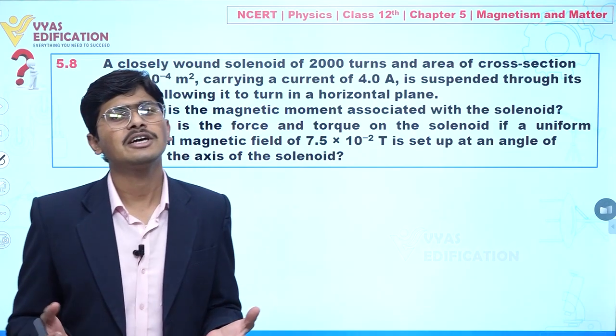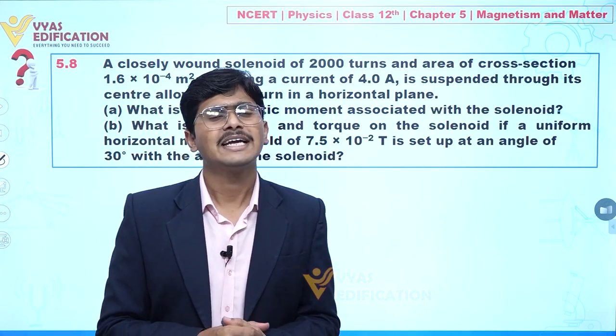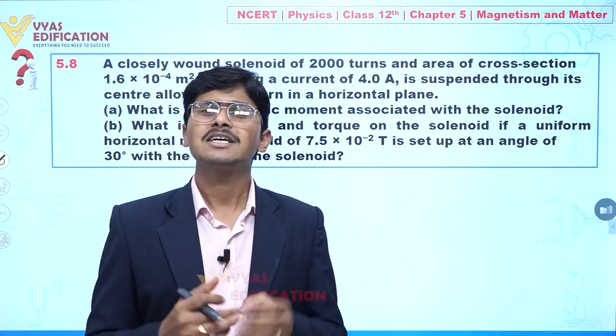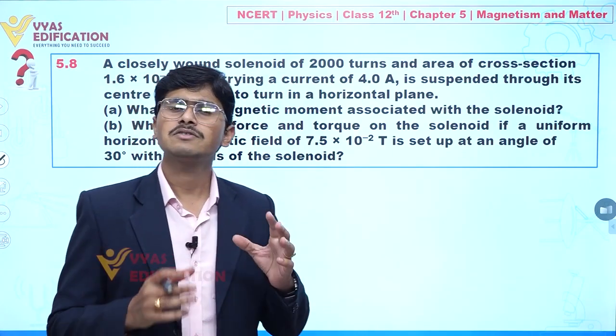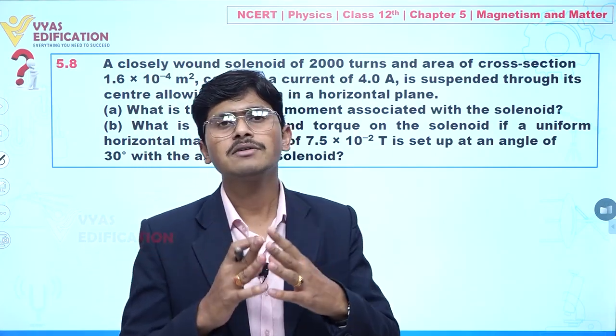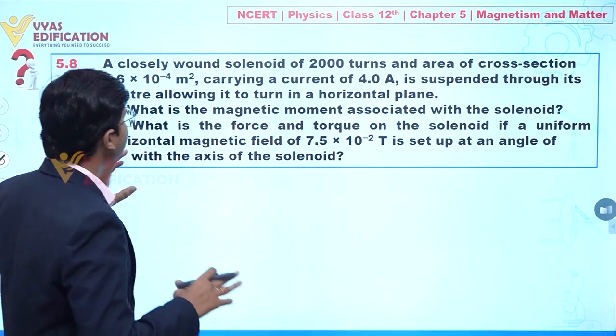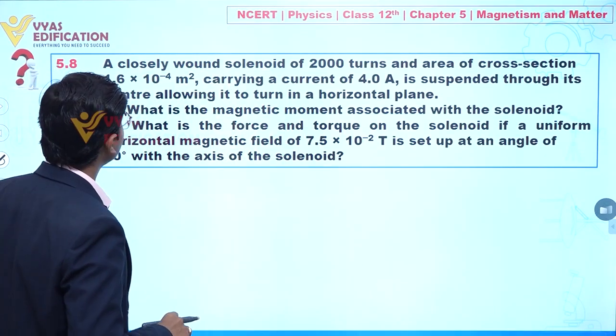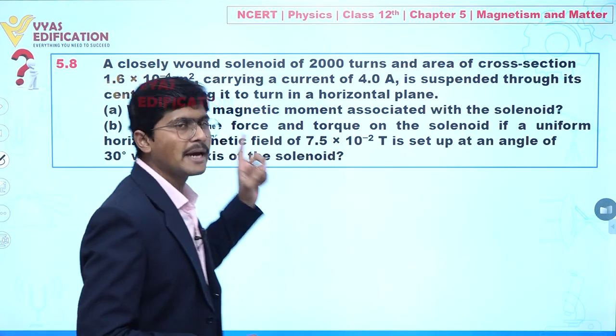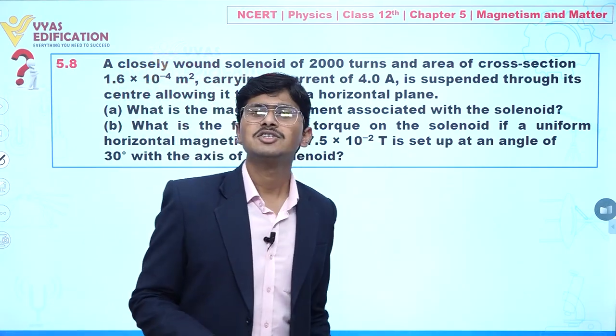So can we calculate the value of the magnetic field here? Yes, that is equal to μ₀nI, where n is the number of turns per unit length. This is a standard formula that you should keep in your mind. But here, what is our objective? Our objective here is to first calculate the magnetic moment associated with the solenoid.